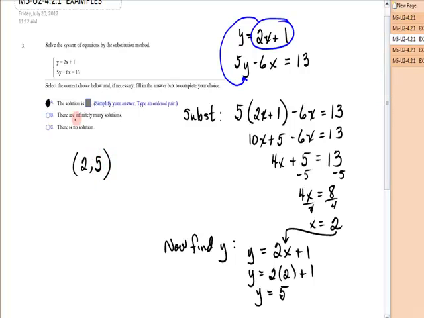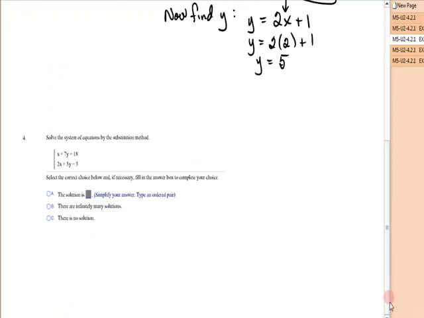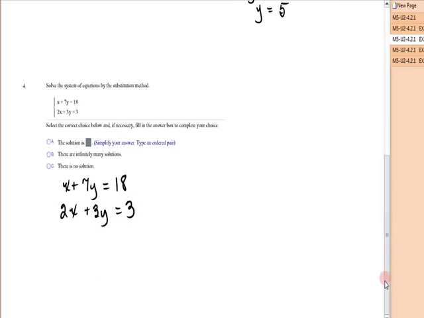Before we finish, we will see examples of these other choices. Next one, I'm going to write down here, I have x plus 7y is equal to 18, and I have 2x plus 3y is equal to 3. For the very first time, this system is not ready. I do not have an x equals or a y equals.